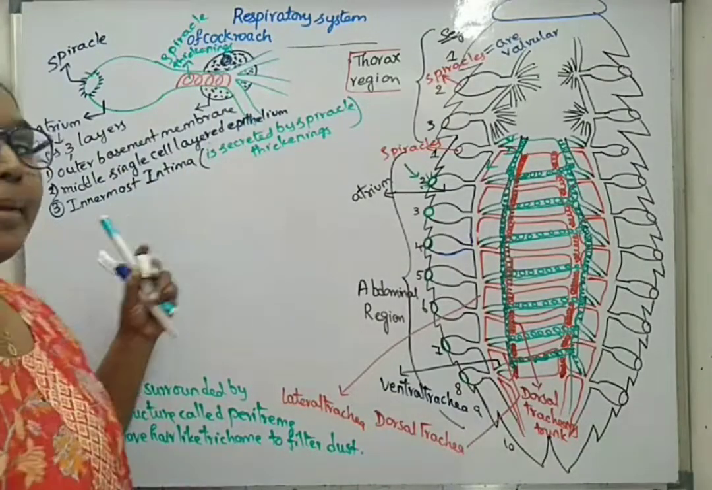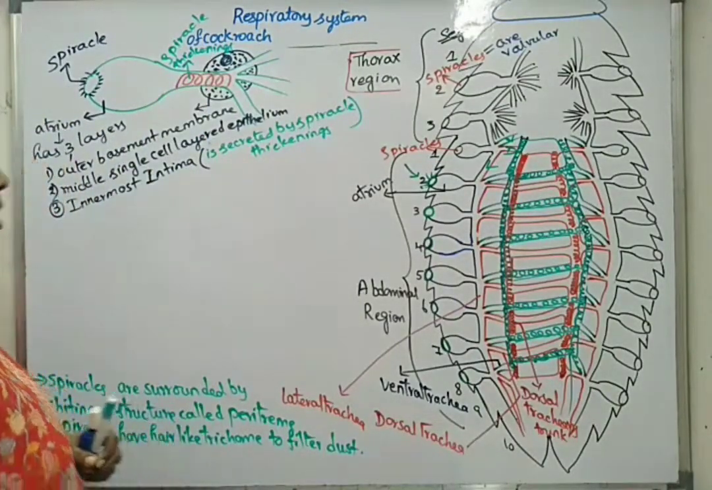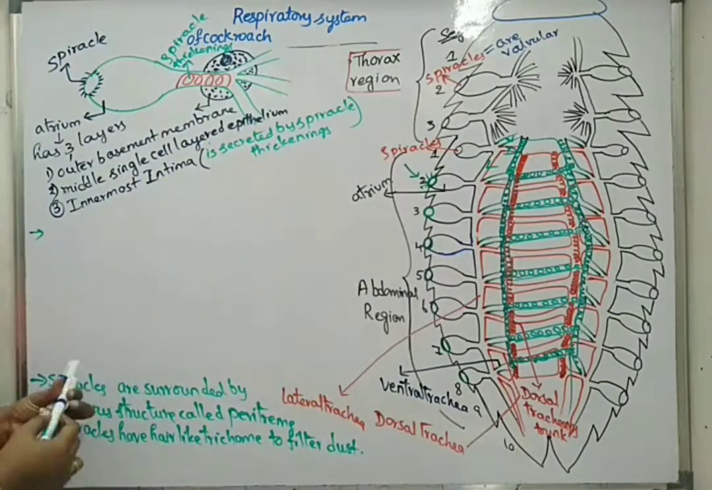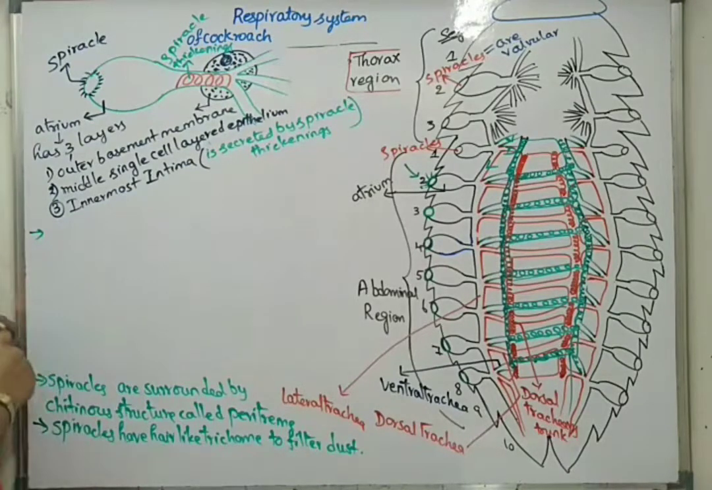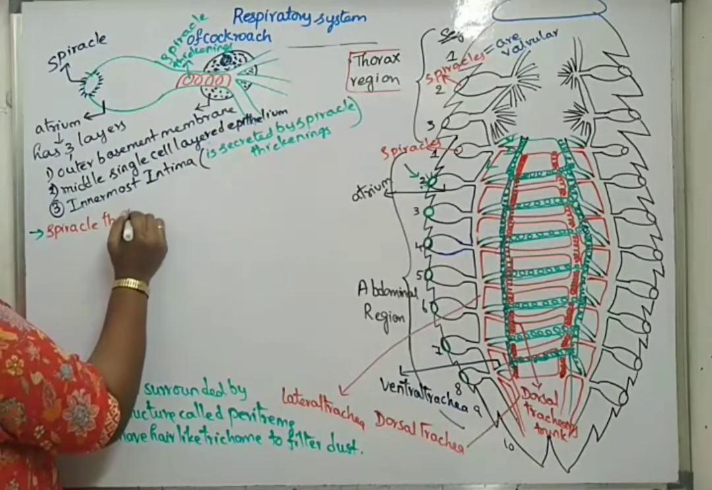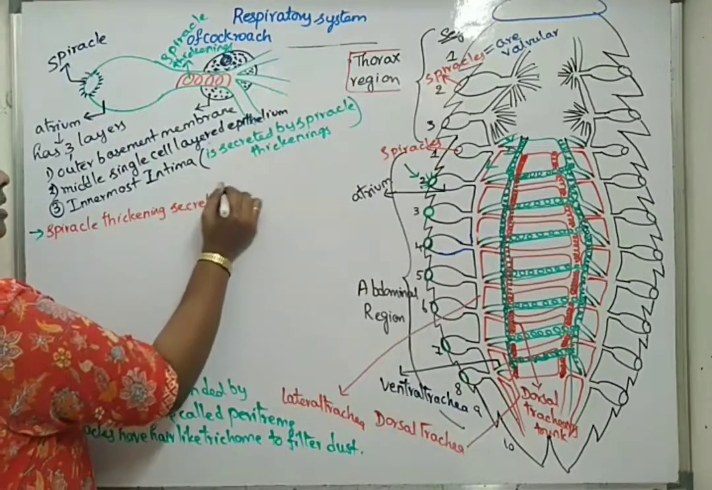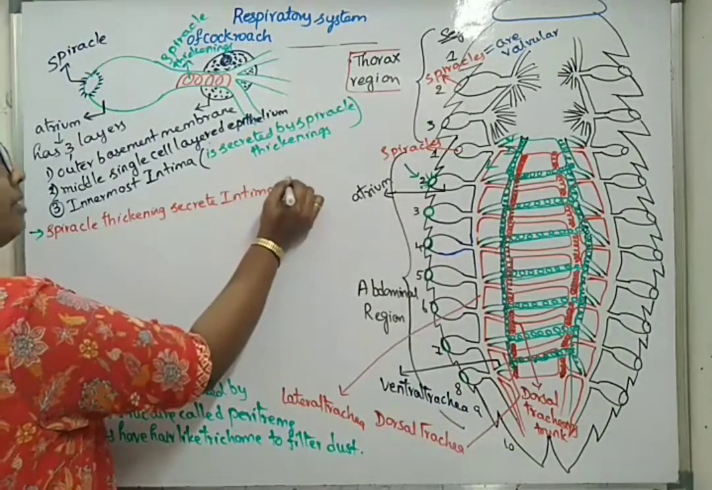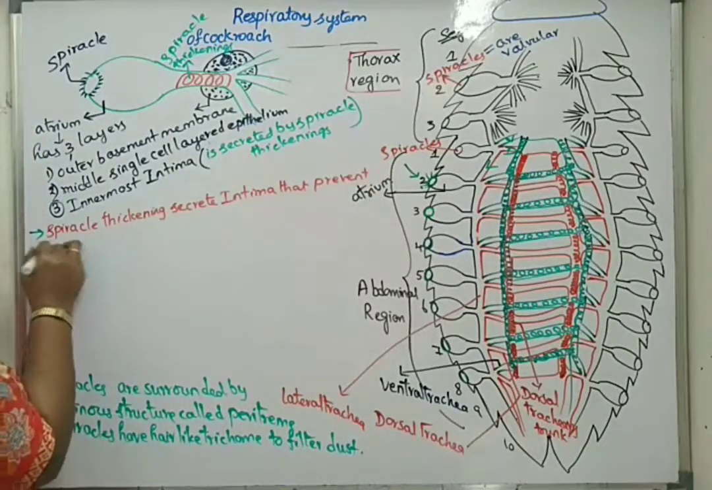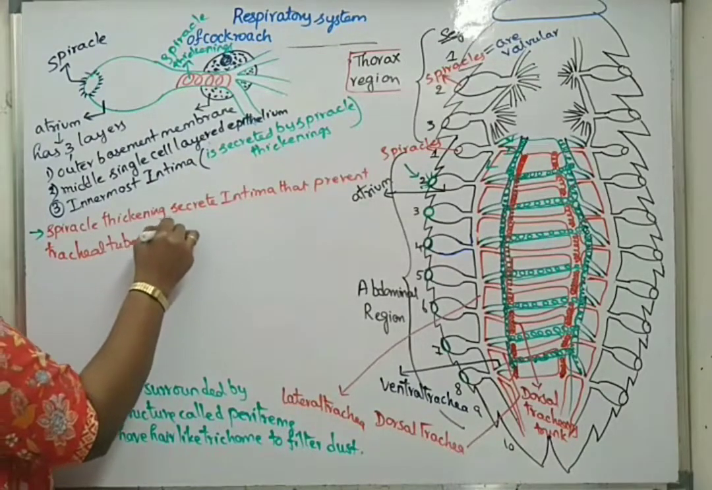These spiracle thickenings maintain the shape of the atrium and also the tracheary tubes and prevent them from collapsing. Spiracle thickenings secrete intima that prevent tracheary tubes or tracheal tubes from collapsing.